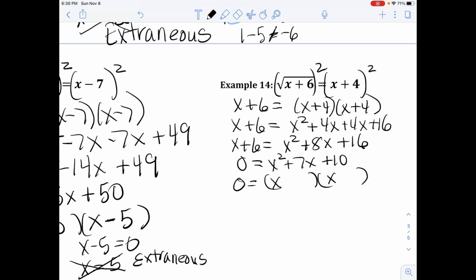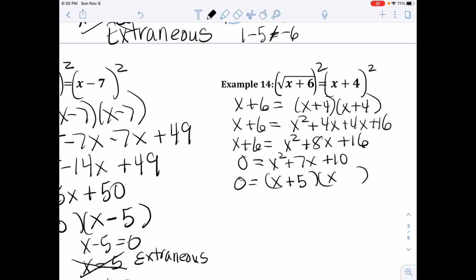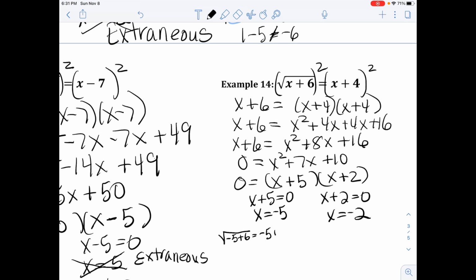Two numbers that multiply to be 10 and add to be 7: plus 5 and plus 2. Zero product property. x plus 5 equals 0, x equals negative 5. x plus 2 equals 0, x equals negative 2. Do they work? Let's start with x equals negative 5. That would be the square root of negative 5 plus 6 equals negative 5 plus 4. That's the square root of 1, which is 1, equals negative 1. No. So extraneous for that first one.